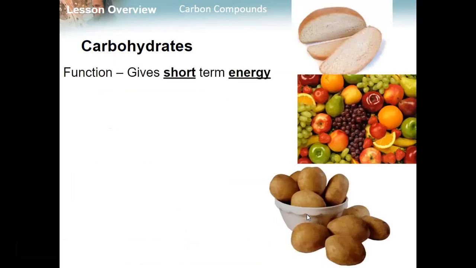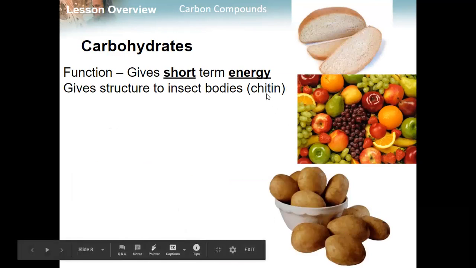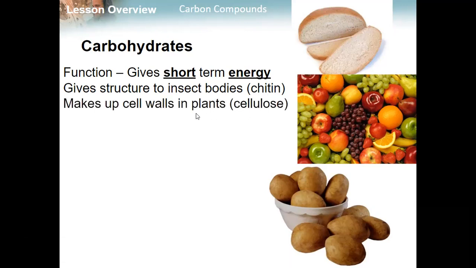So what's the main function of carbohydrates? It gives us short-term energy. It also provides structure for the bodies of insects, and it's called chitin. It also, for plants, makes up another border around their cells called cell walls.